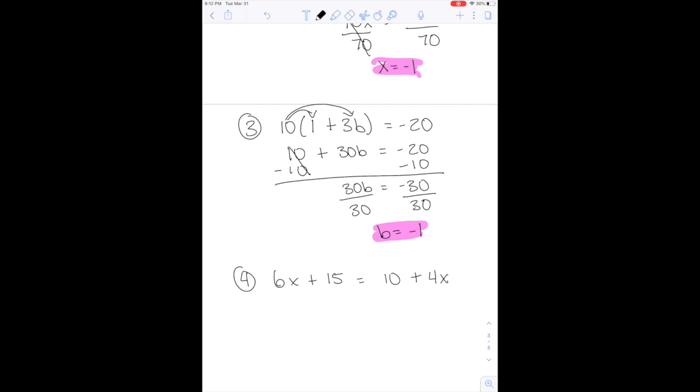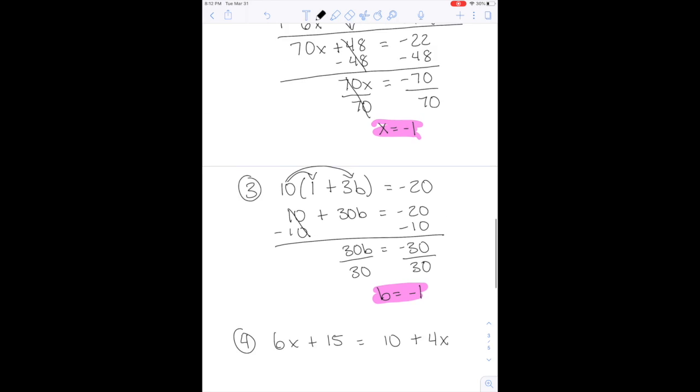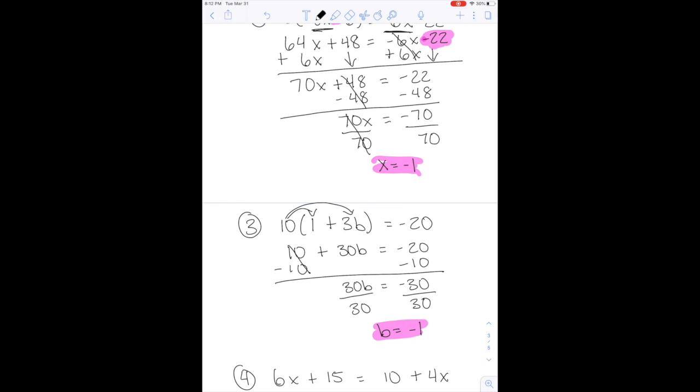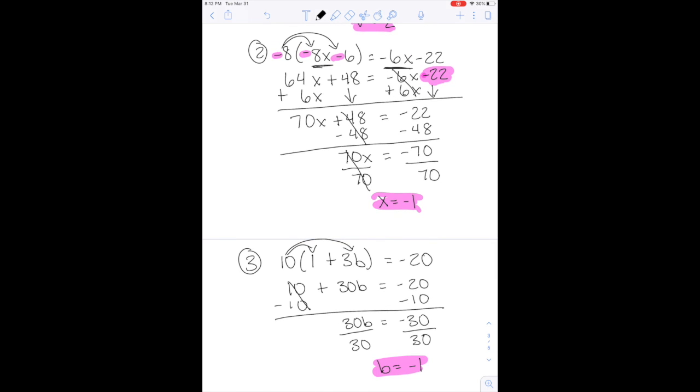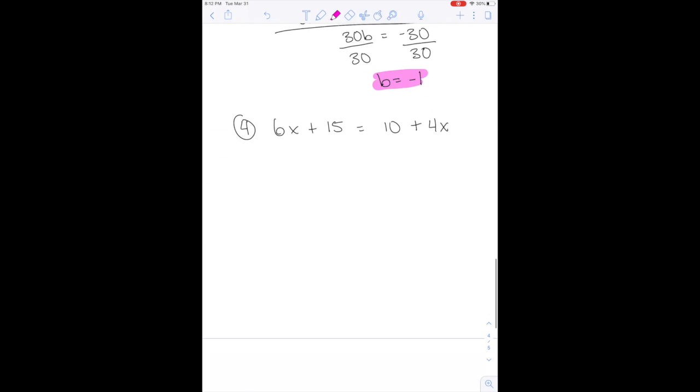Our final has no parentheses. It's really similar to up here in number 2, the second step of number 2 right here. There are 4 different ways you can start, but again, I like to get my variables together as friends. So I'm going to subtract 4x from both sides. I didn't do anything with my 15 or my 10, so they come straight down. These cancel out, and then 6x minus 4x leaves me with 2x plus 15 equals 10.